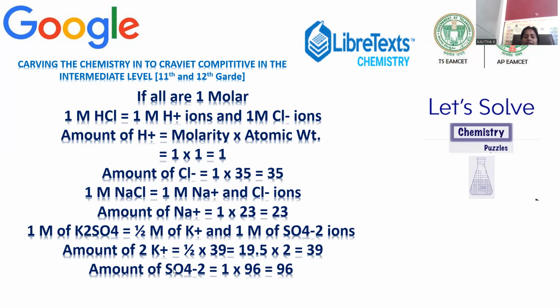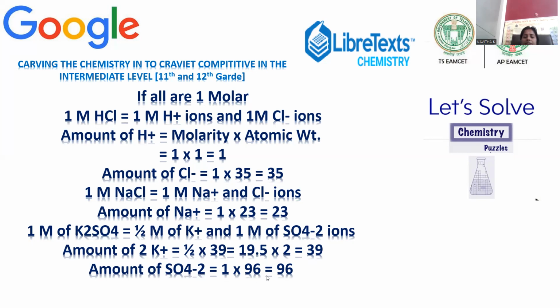Amount of sulfate: molarity is again 1. Sulfur atomic weight is 32. Oxygen is 16, multiplied by 4. So the sulfate ionic weight is calculated as 96: sulfur is 32, oxygen is 16 taken 4 times. So 96 is the formula weight for SO4 minus 2.